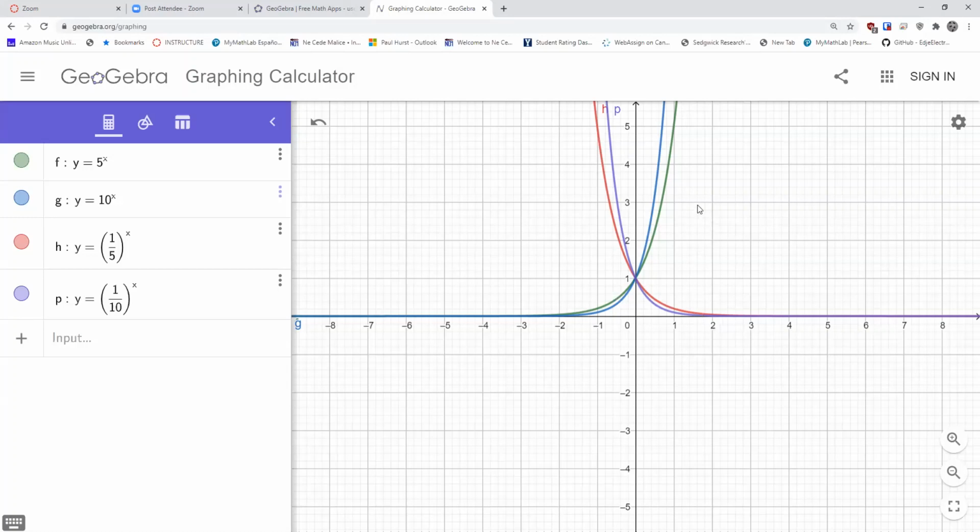The graph of 10 to the x, which is this blue one, increases more quickly than 5 to the x for x greater than 0, and approaches 0 faster as we go to negative infinity. So the blue graph, as you go this way, is approaching 0 faster than the green one. It's below the green one.